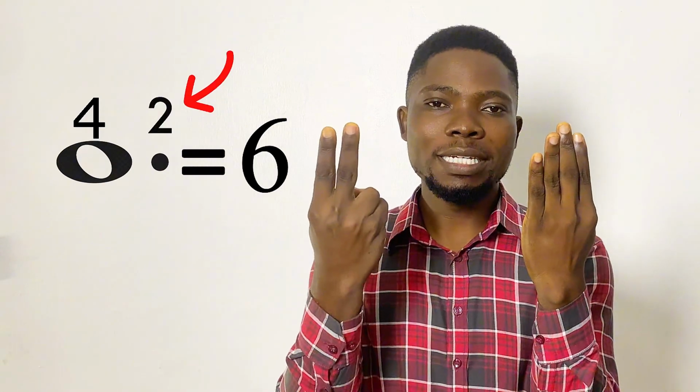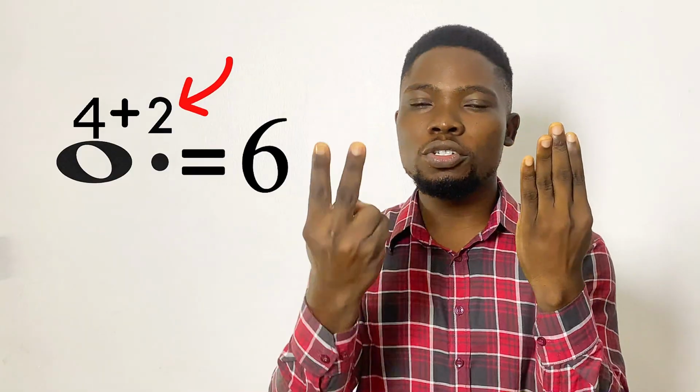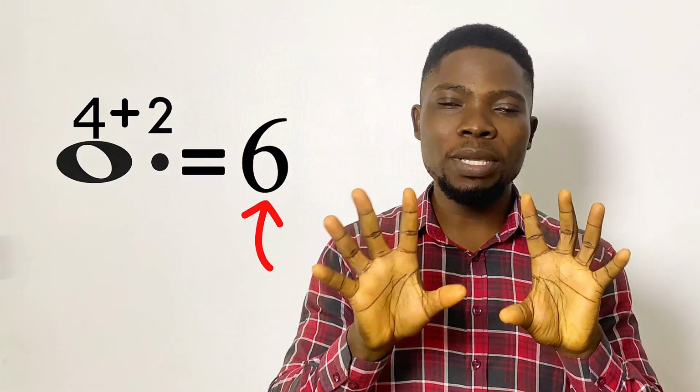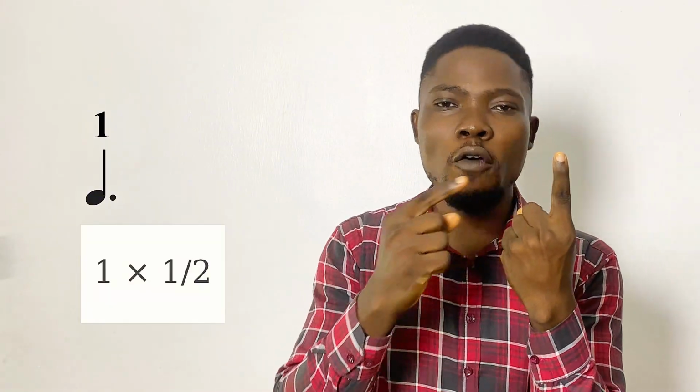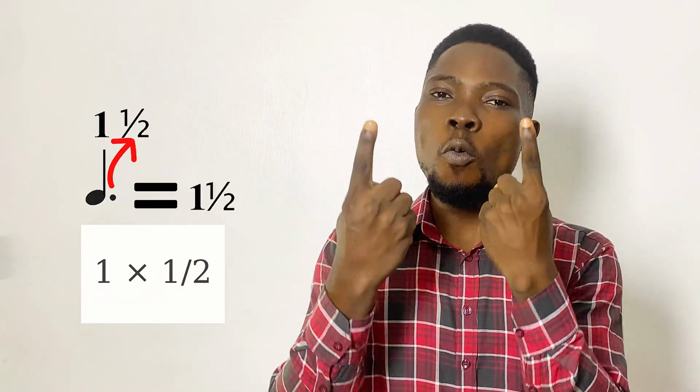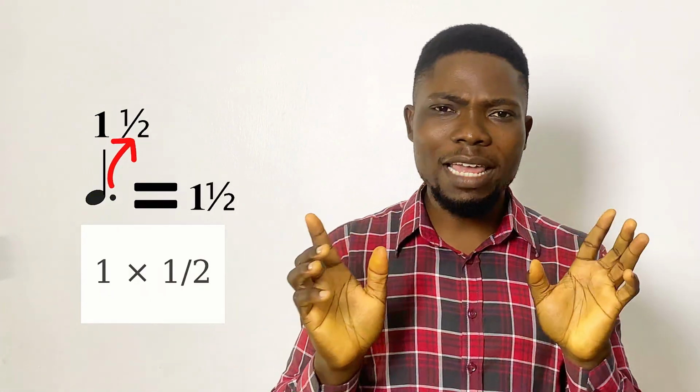It is 2. Then we'll now add 4 plus 2 together, and that's what gives us 6 beats. Okay, let's do a bit more complex example. Let's say we have 1 beat. Then we are going to still ask ourselves, what is half of 1? It is half. So if we add it together, we're going to have 1.5 beats. Did you get that now?